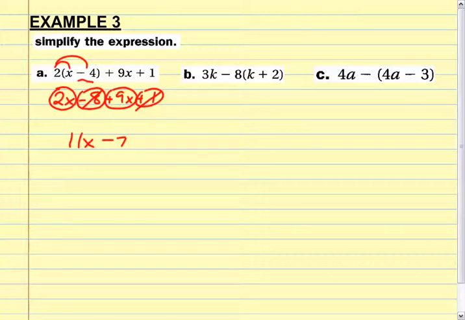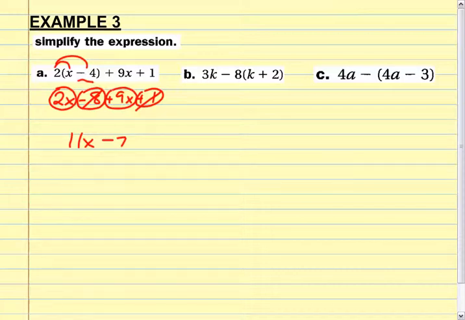also known as constants. Can I put these 2 together, Catherine? 11x and negative 7. No, I can't. Good job, because they're not like terms. They don't have the exact same variable stuff. I can only combine like terms. They have to have the exact same variable stuff, and those don't.